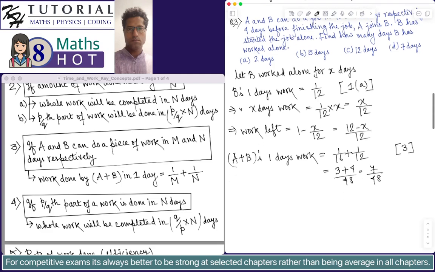Okay. Now from this we need to find, after B has worked for X days, the amount of work left was 12 minus X by 12. So we need to find how much time A plus B together will take to complete the work left, that is 12 minus X by 12.